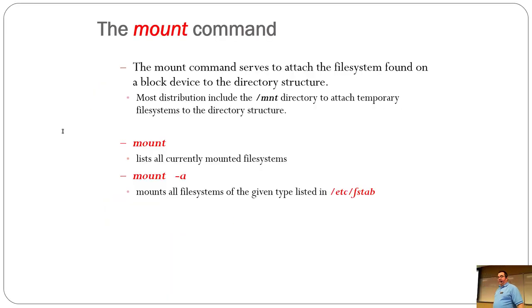So the mount command, which I actually just finished demonstrating already, lists all the currently mounted file systems. If you go mount -a, it will try to mount all file systems in fstab that aren't currently mounted. The -a stands for all. Mount all known file systems. That can be dangerous.